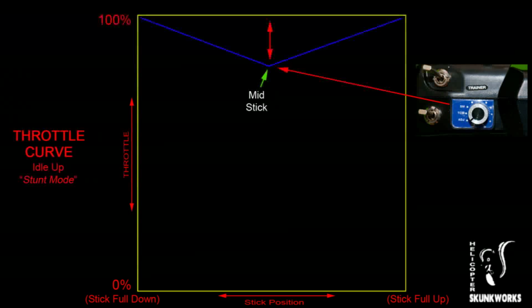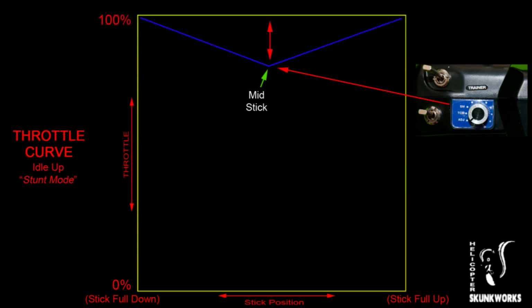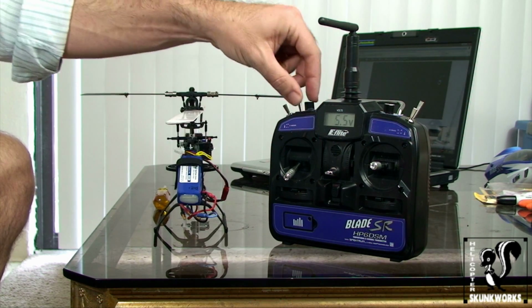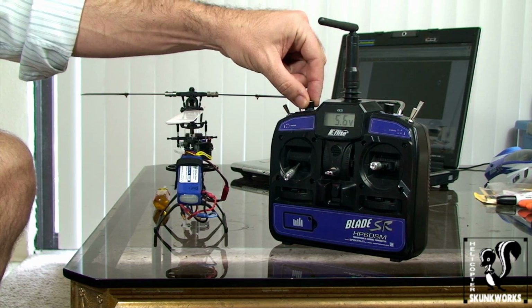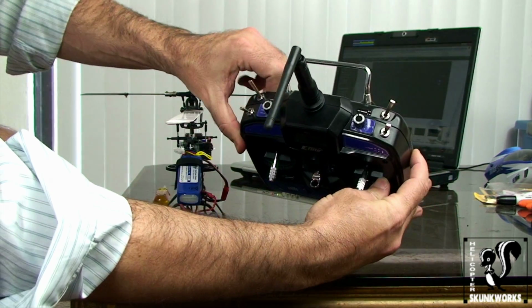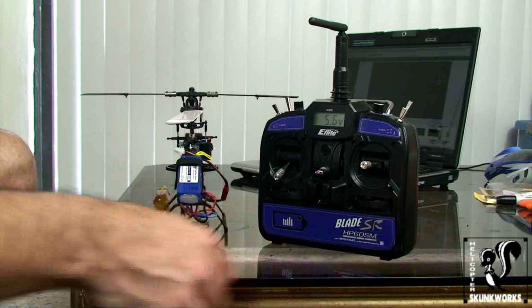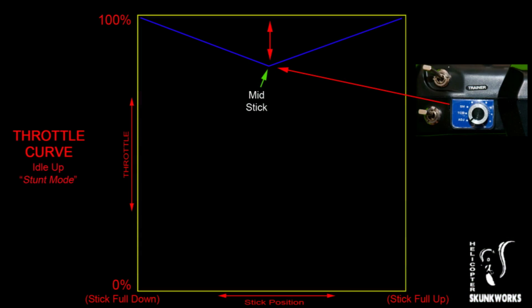Now notice off to the right, I've put a picture. There's a picture of the transmitter. That knob, I'll just show you here real quick. Okay, this is the knob we're talking about right here that's on the top of your transmitter, right there. All right, back to our graph. Notice that the knob is turned all the way to the left.